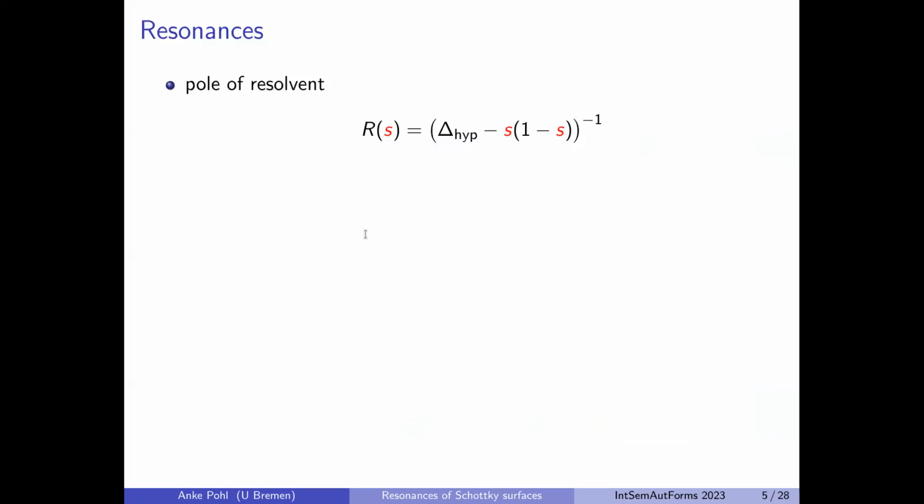Okay, what's a resonance? So what we all like to think about is the hyperbolic Laplacian, which is here called delta, and eigenvalues and eigenfunctions of the hyperbolic Laplacian, typically in L2 when we think about automorphic forms. Here, because we have Schottky surfaces, there are not too many L2 eigenfunctions. Actually, the spectrum is finite.